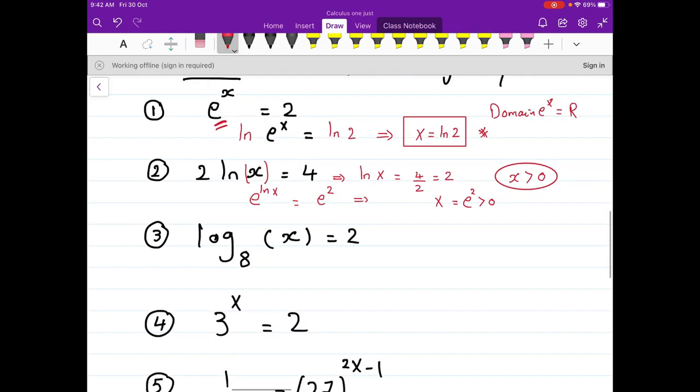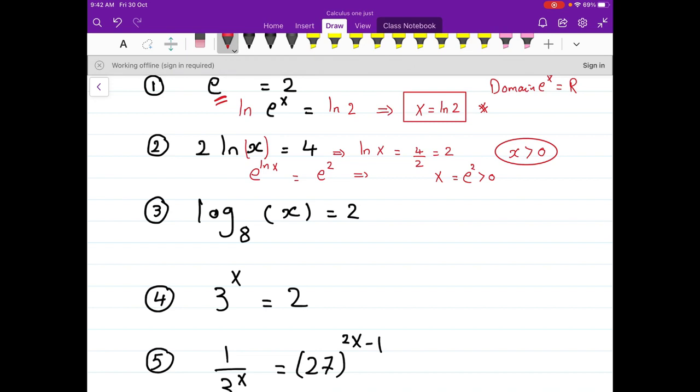Now, solve log x for the base 8 equal 2. This is equivalent to x equal 8 squared. And what is the condition of x? x is inside the log, that means x is positive.